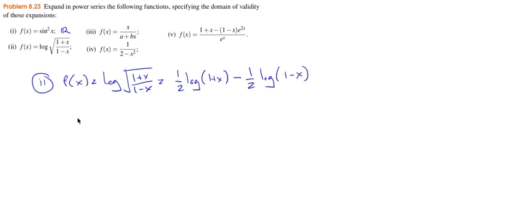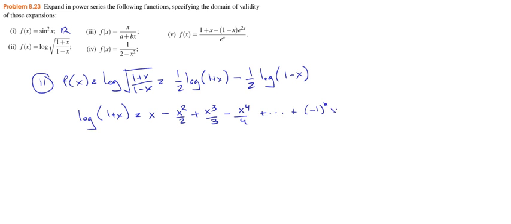Now we know that the logarithm of 1 plus x is x minus x squared over 2 plus x cubed over 3 minus x to the 4th over 4, and so on, and in general it's minus 1 to the n plus 1 times x to the n divided by n, where n goes from 1 to infinity.